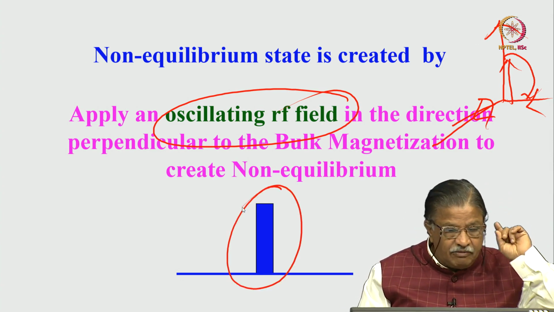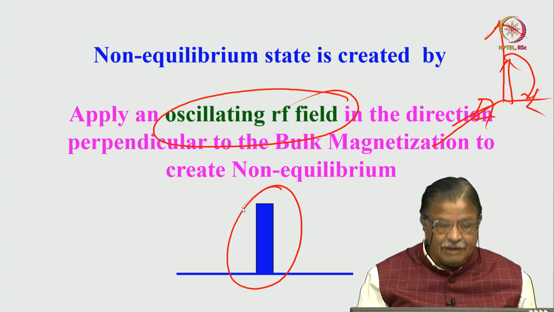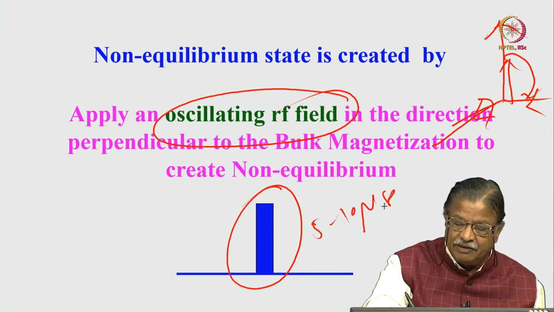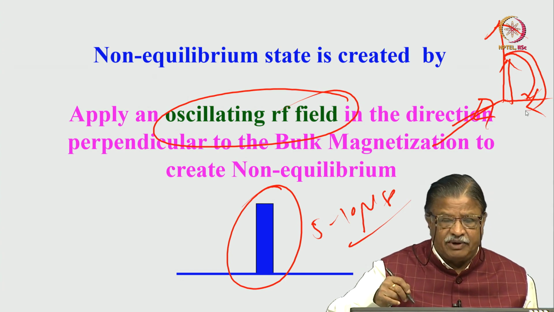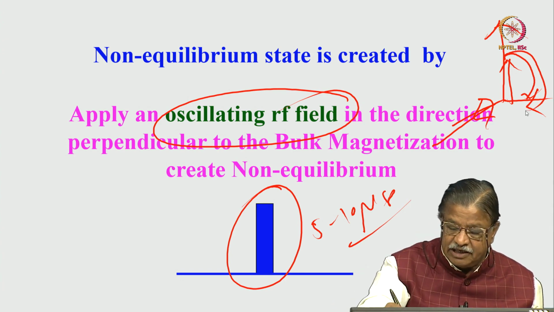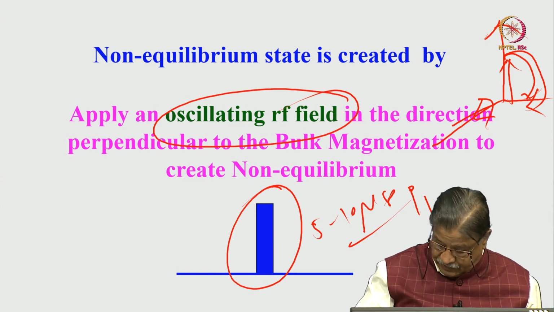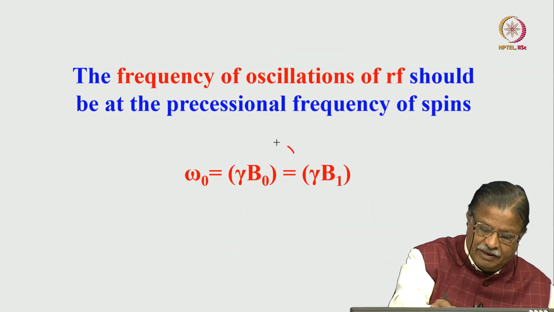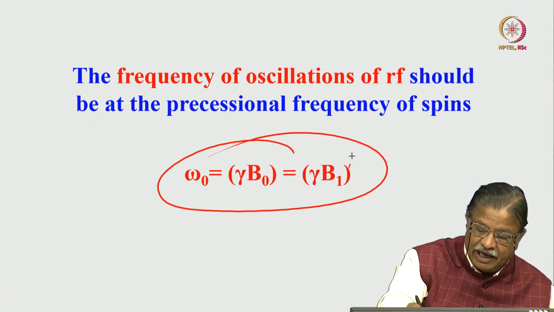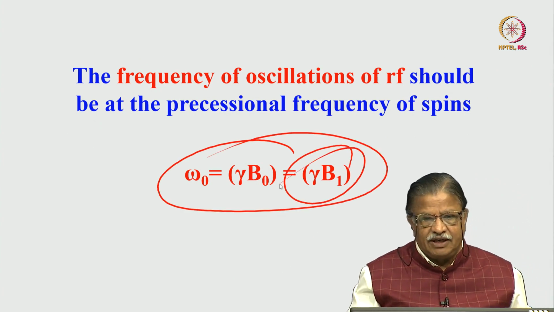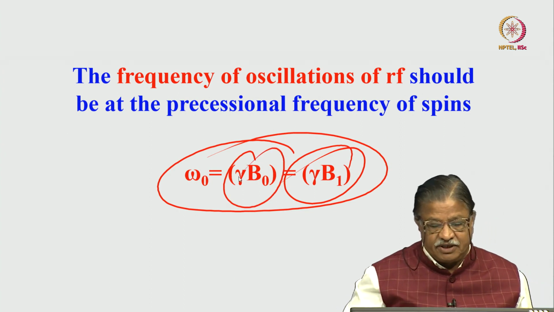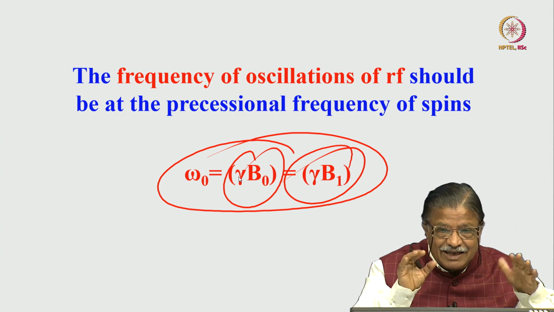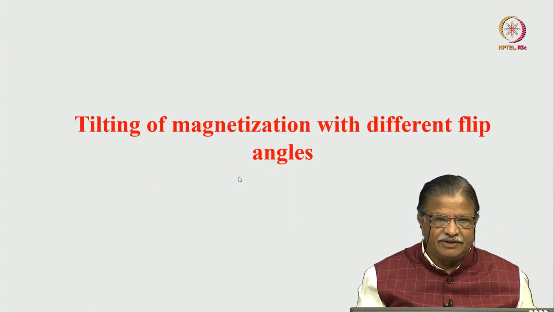This is what I said. We apply a radio frequency pulse in a direction perpendicular to it, on the order of 5 to 10 microseconds, to tilt the magnetization to the x or y axis, called a 90-degree pulse, especially for protons. Okay. And as I already told you previously, the RF pulse frequency should exactly match the Larmor precession frequency. Then there is going to be a resonance. You are going to tilt the bulk magnetization.